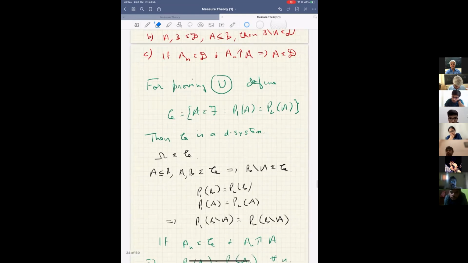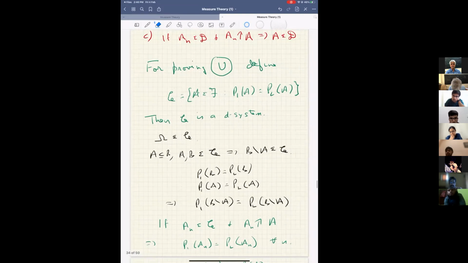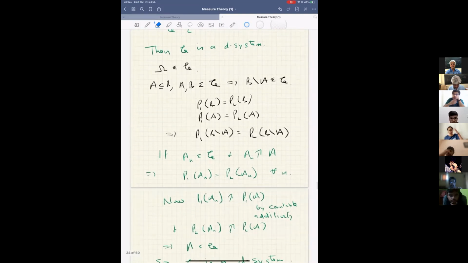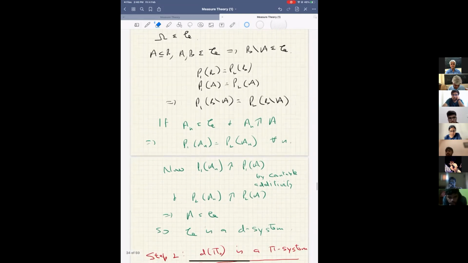All right. Then it's also a pi system, I guess. Yeah. All right. So if AN is in calligraphic C and AN is increasing to A, right? Then P1 AN is equal to P2 AN.